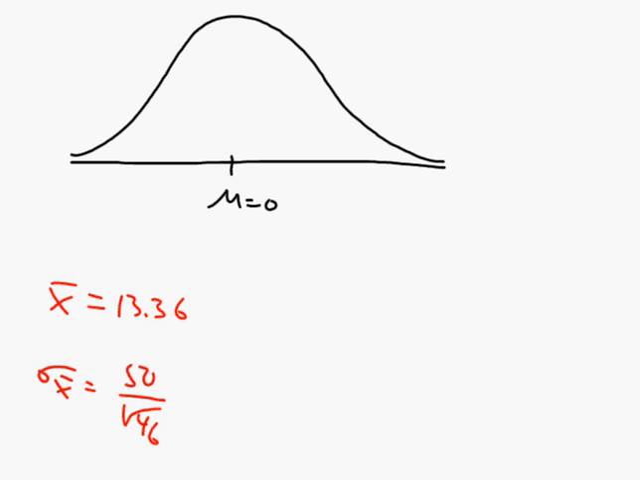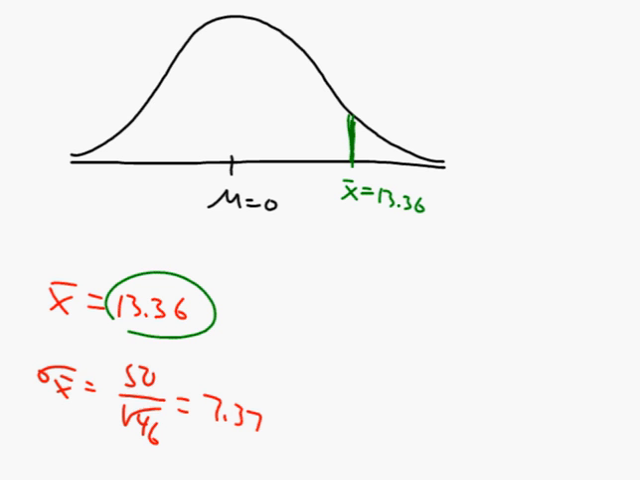So the question is this. Do you think x bar is far away from mu equals 0? Or do you think it's close to mu equals 0? And how do you make that decision? All right. So this standard deviation is about 7.37, which means that our x bar is almost 2 standard deviations away. Not quite, but close. So it's pretty far out here to the right. So I'll put x bar equals 13.36, and we'll label it.